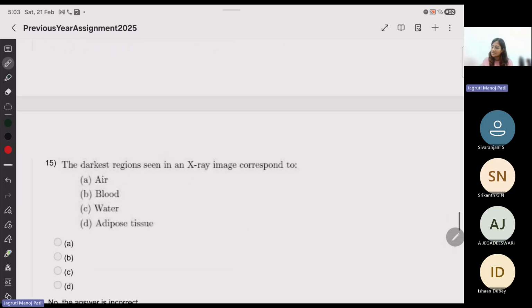The darkest region seen in an X-ray image corresponds to what? Air, because the attenuation there is very low.